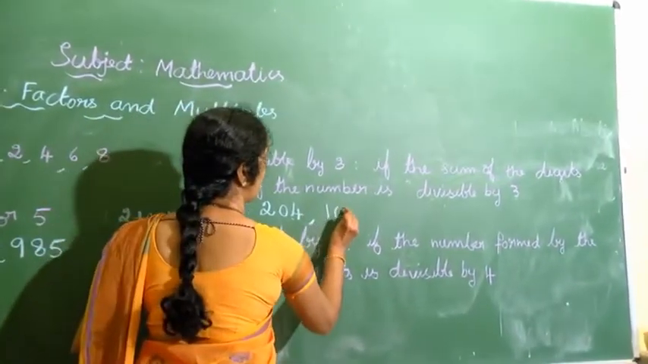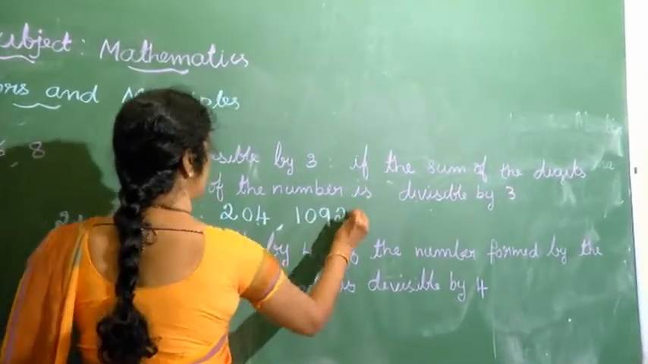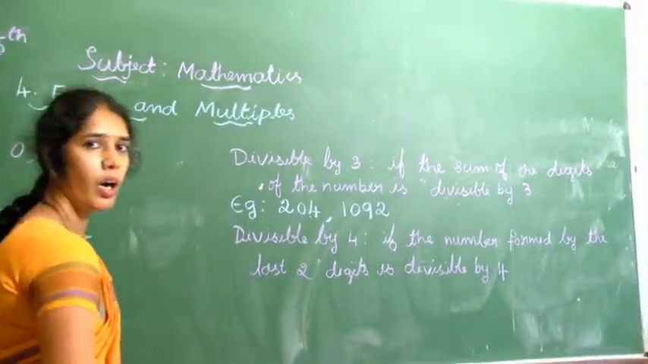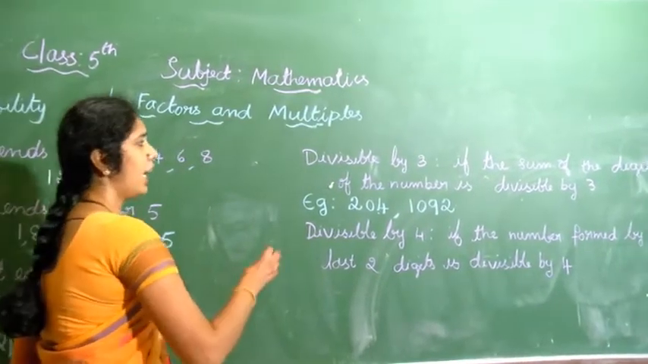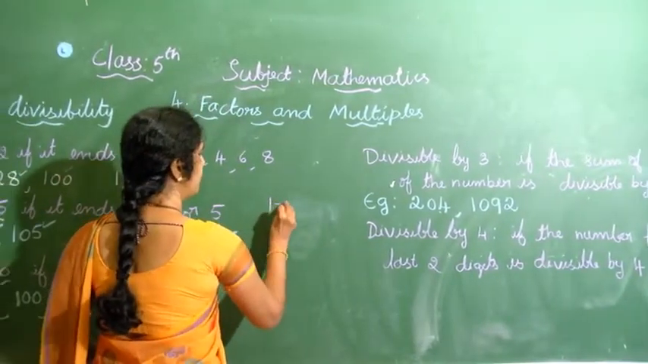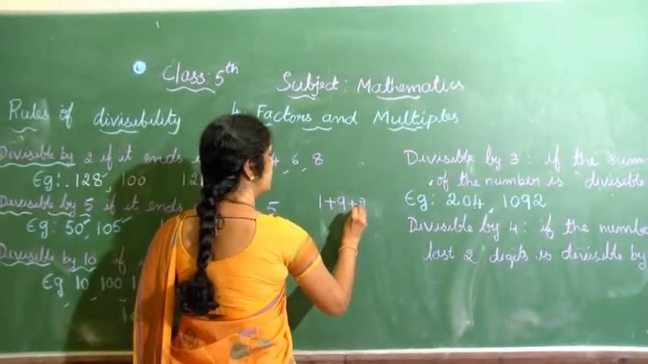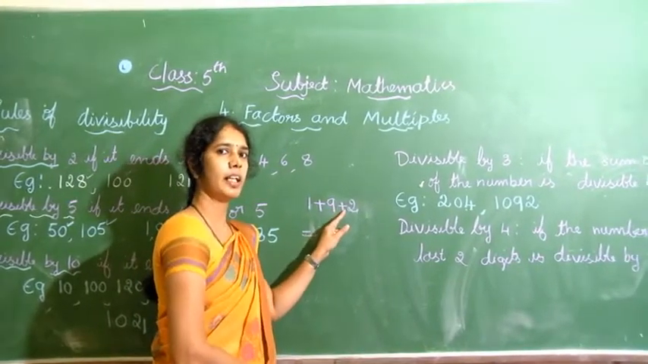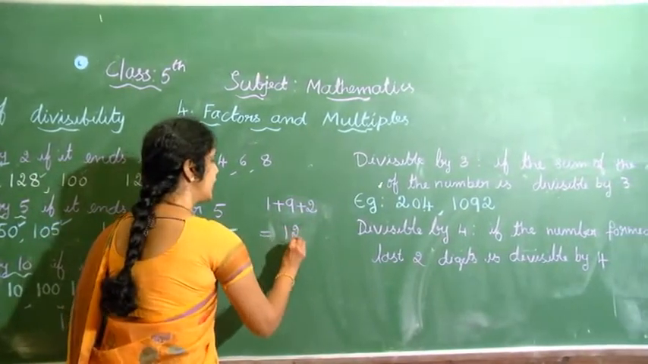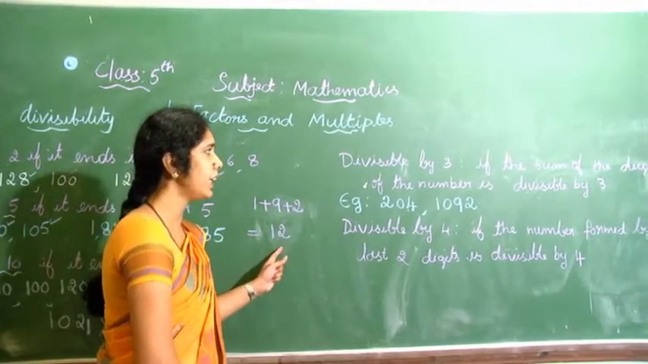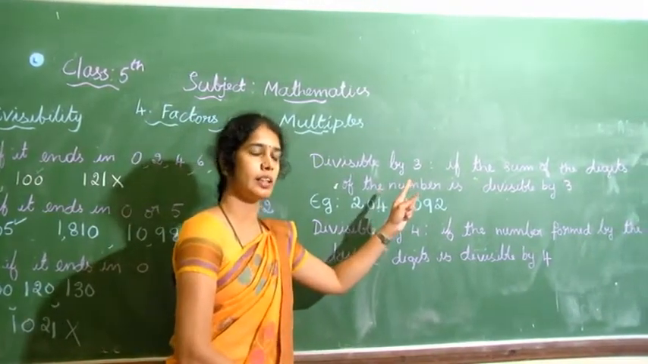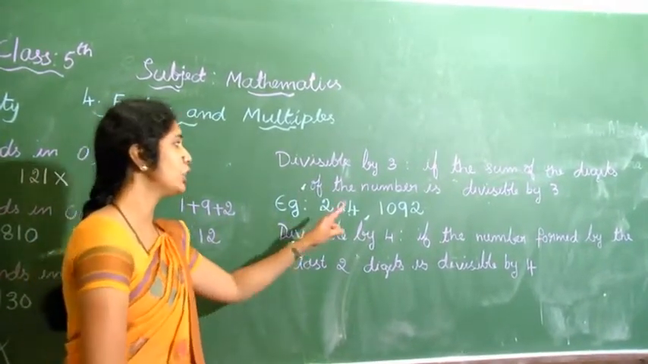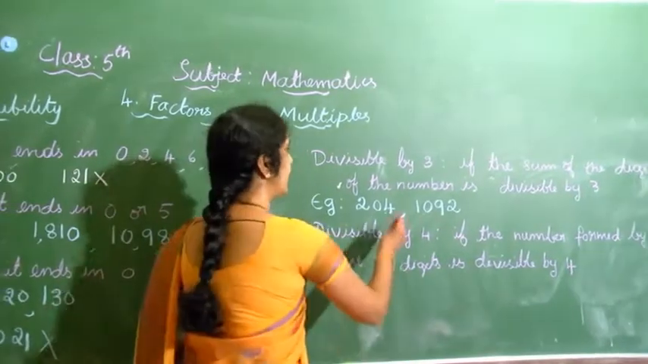One more bigger number I will take. Now here also we will add all the digits. 1 plus 9 plus 2. What will I get? 1 plus 9 is 10. 10 plus 2 is 12. See, you can observe that 12 is divisible by 3, isn't it? 12 is divisible by 3 because 3 4s are 12. So the given number is divisible by 3.